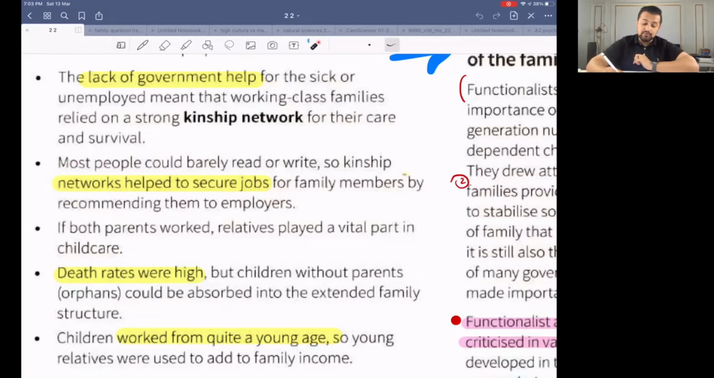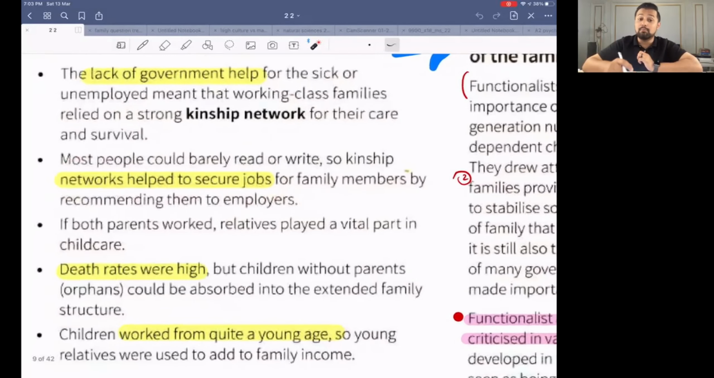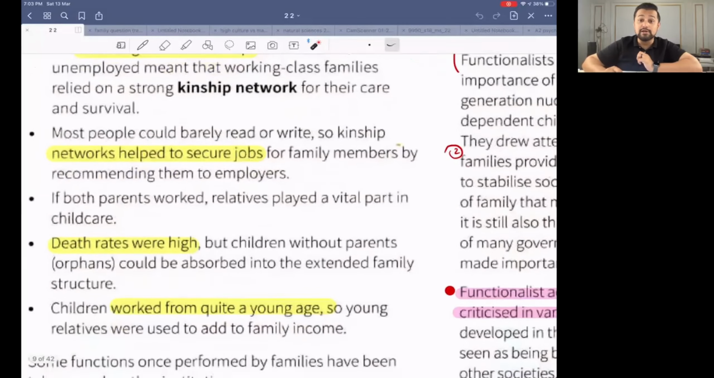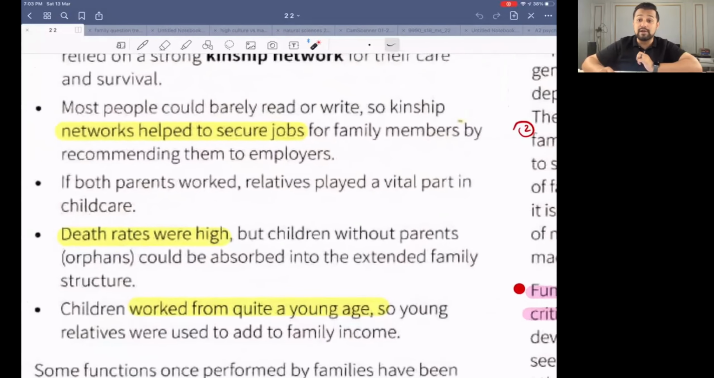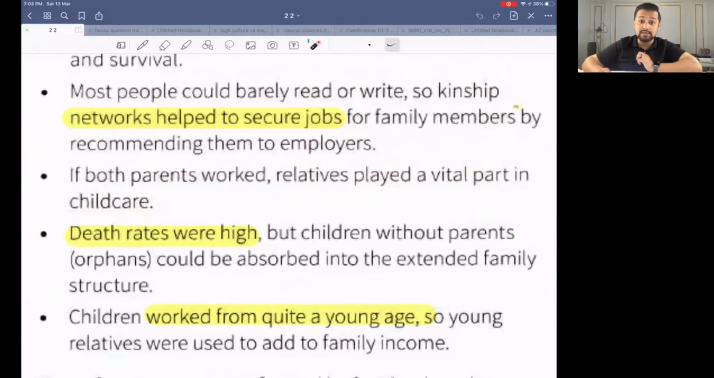The lack of government help for the sick or unemployed meant that working class families relied on a strong kinship network for their care and survival. Number two, most people could barely read or write, so kinship networks helped to secure jobs for family members by recommending them to employers. Number three, if both parents worked, relatives played a vital part in childcare.